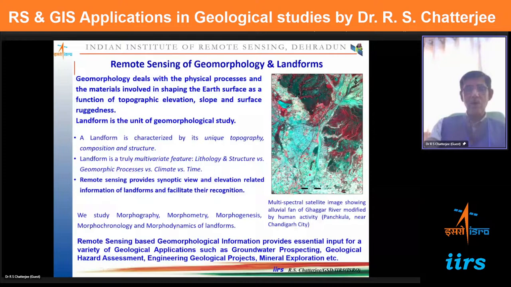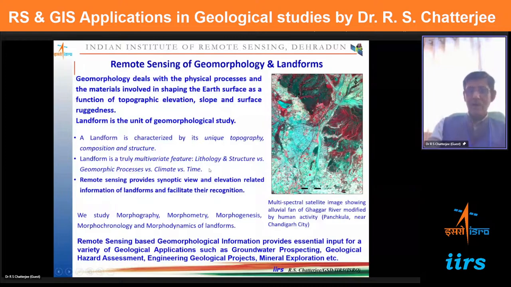The shape of the slope or the rate of change of slope, that is the surface ruggedness. Now in geomorphology, the basic unit of geomorphology is a landform. And you know this landform is a multivariate feature. Okay, it is a function of lithology, structure, geomorphic processes, climate, and time.